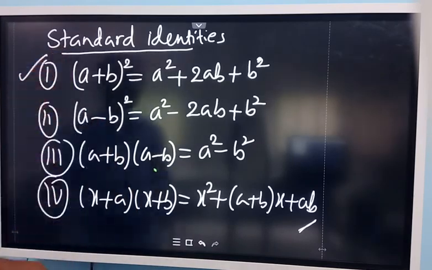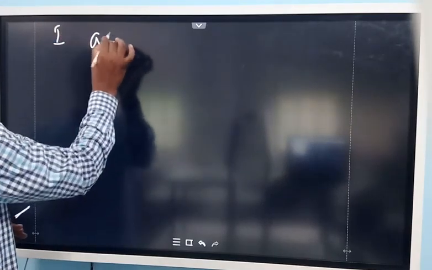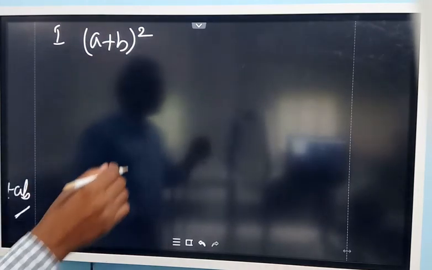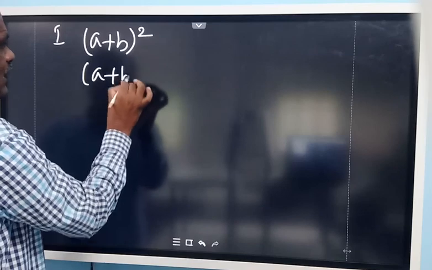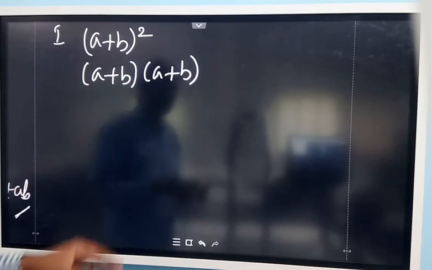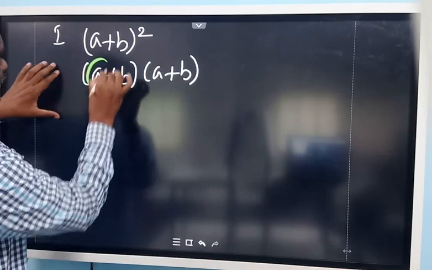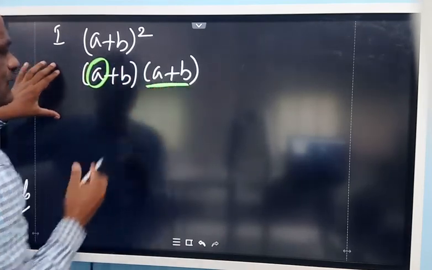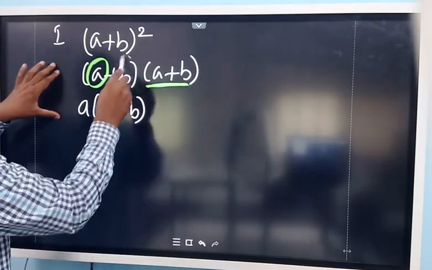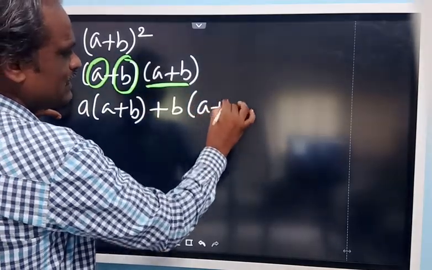Let us select the first one, (a + b)². How do we get that? Into (a + b)², the square means you have to write it two times: (a + b) into (a + b). It is a binomial multiplication, binomial by binomial. You know already how to multiply binomial by binomial. Select the first term a and multiply it to both these terms here, a into (a + b). Then select the second term, plus b into (a + b).